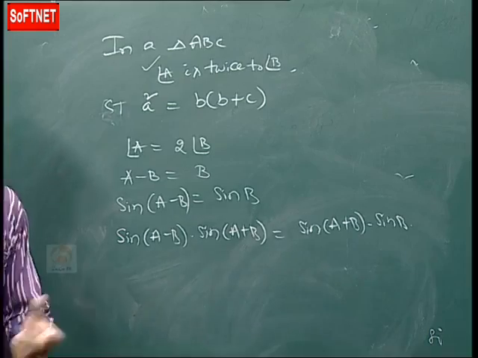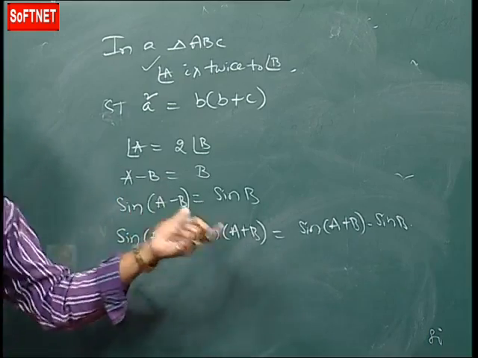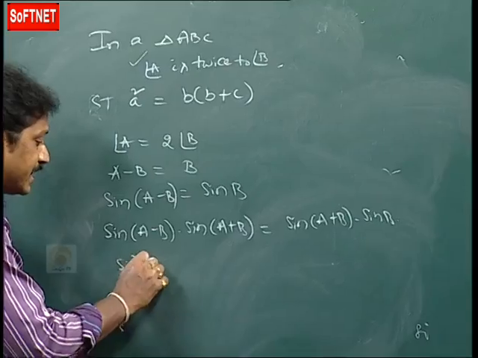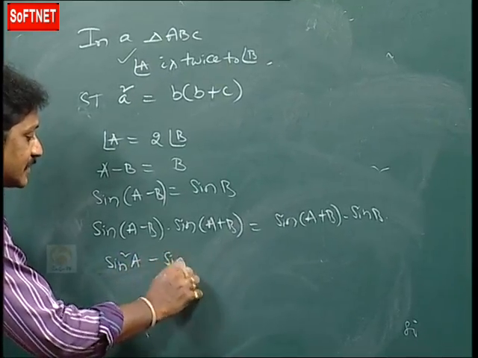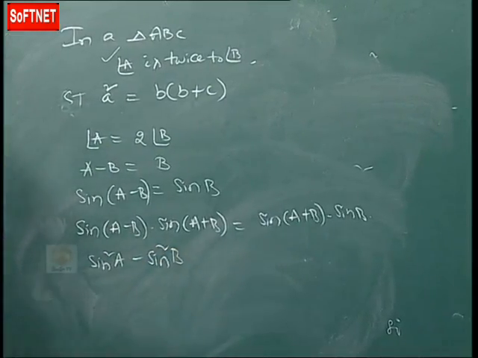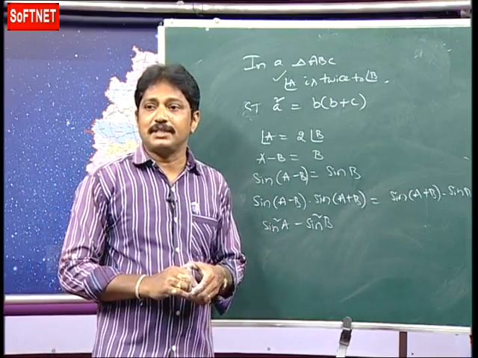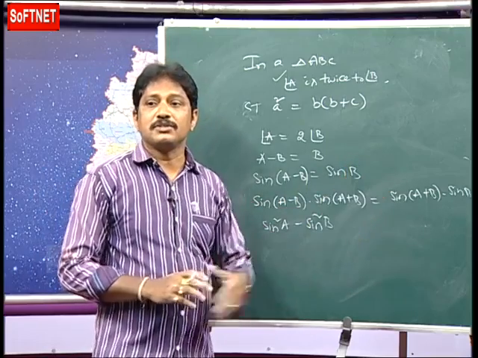Okay, now I am applying that. Sine of A minus B into sine of A plus B, you can say it as sine square A minus sine square B, correct? So you know that sine of A minus B and sine of A plus B equal to sine of A plus B into sine B.